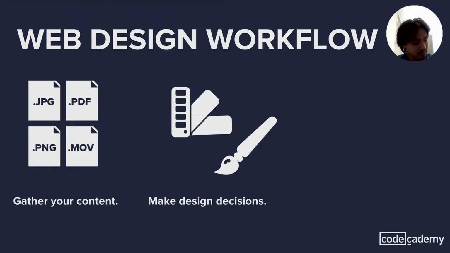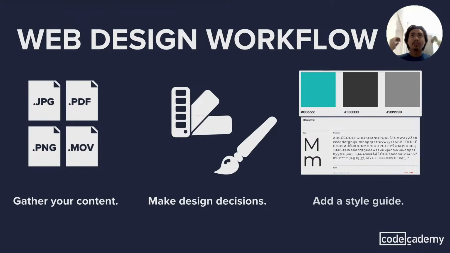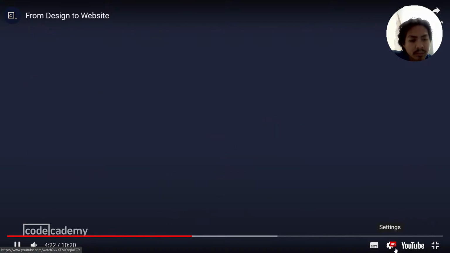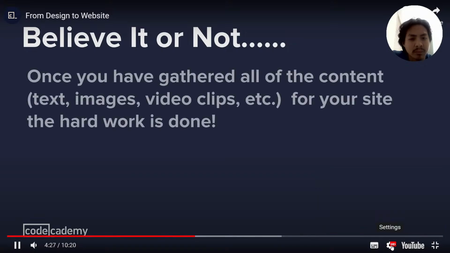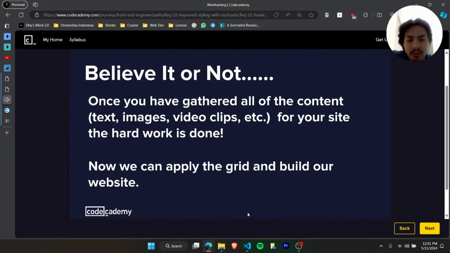Moving from gathering our content, making design decisions, we add a style guide that contains our colors, our type, and other info that stylizes our site. All of this informs our HTML and our CSS as we build. Although it may be hard to believe, once you've gathered all of the content for your site, the hard work is done. Now you can build your site and let the underlying grid inform your design.